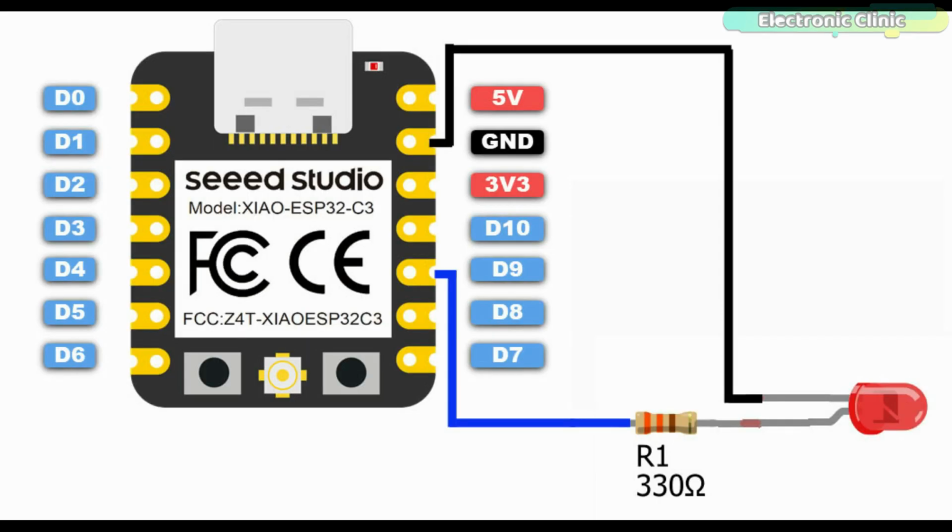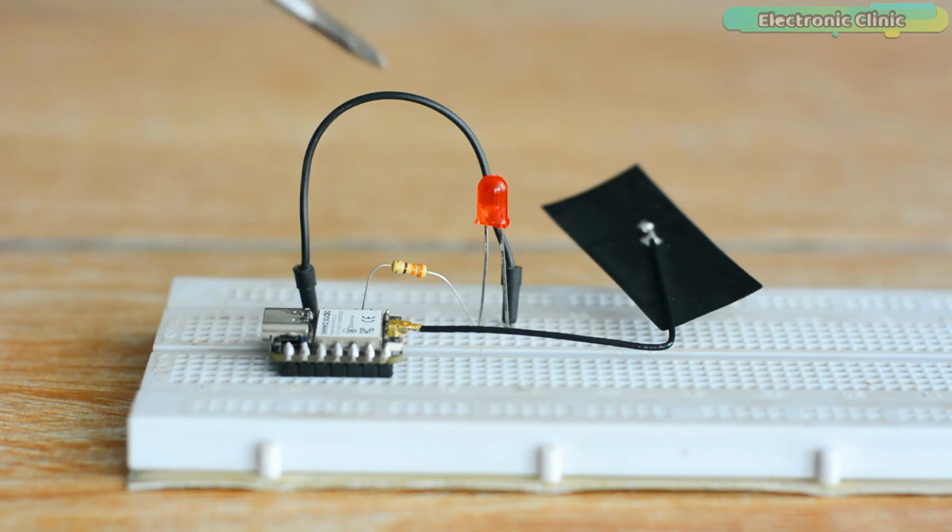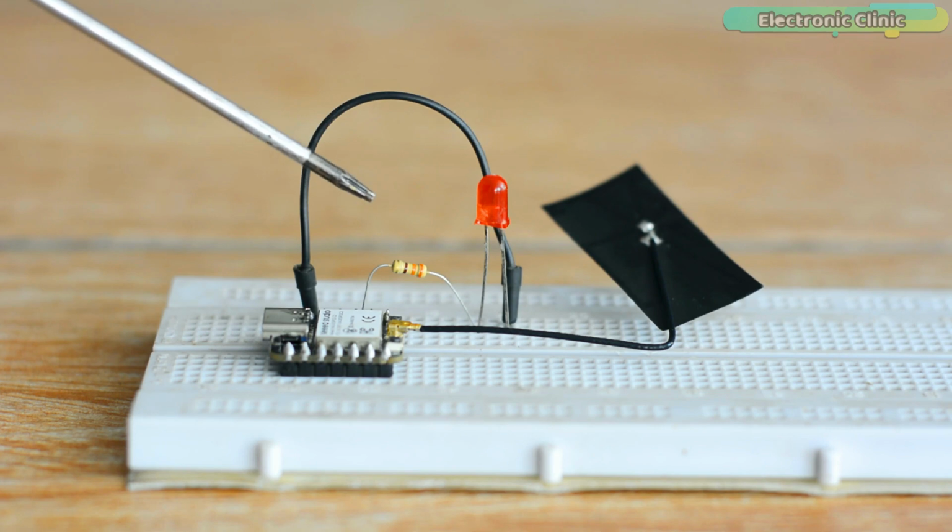Connect the cathode leg of the LED with the ground pin on the ESP32C3. Connect the anode leg of the LED with the digital pin 9 through a current limiting resistor of 330 ohms. I connected the LED as per the circuit diagram, and now let's take a look at the programming.